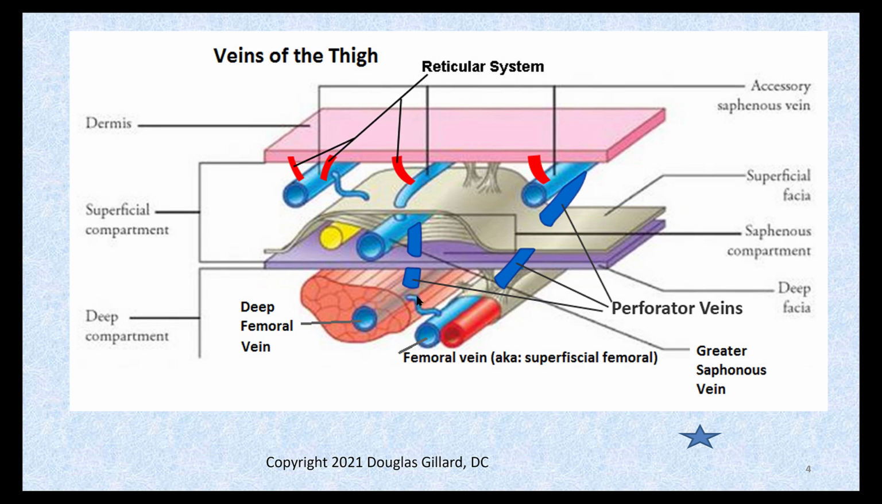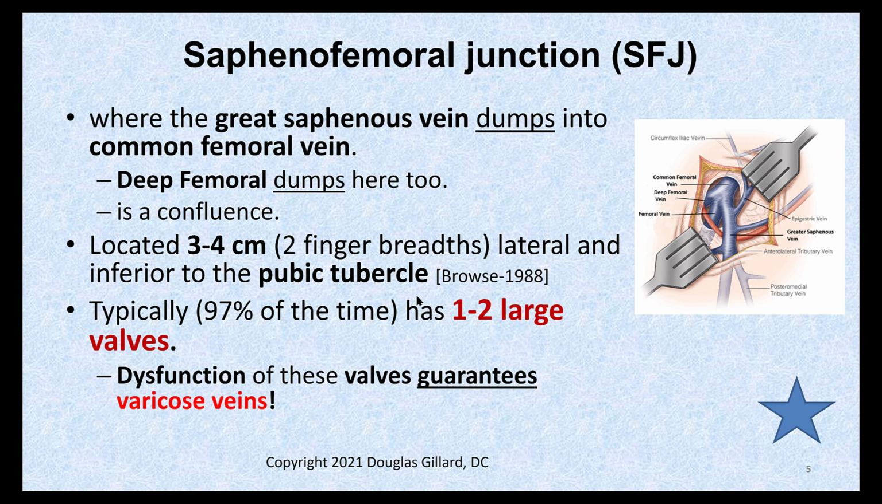Super important system. All right, that SFJ, anytime you have a whole bunch of blood vessels joining an area, that's called a confluence, or a junction. It's a saphenofemoral junction. And we can see there's the common femoral vein, and it splits into a whole bunch of pieces. The deep femoral is there. There's the femoral vein, and there's the greater saphenous vein.